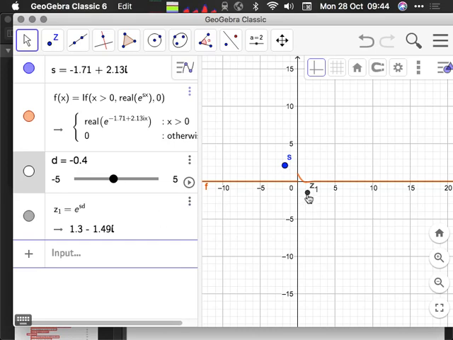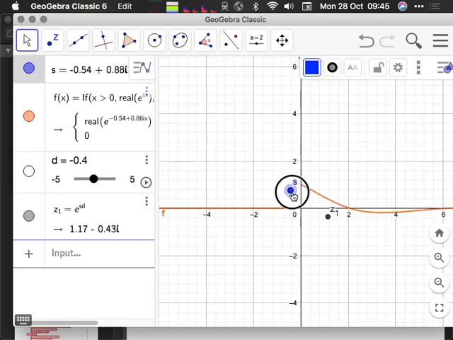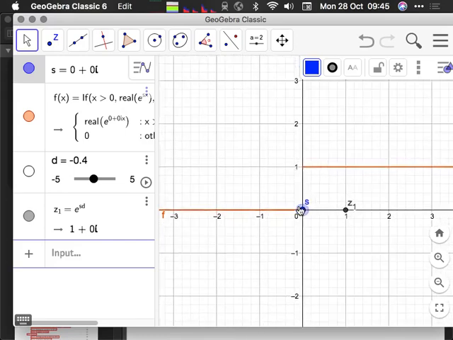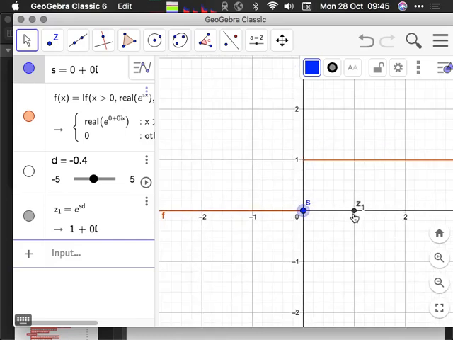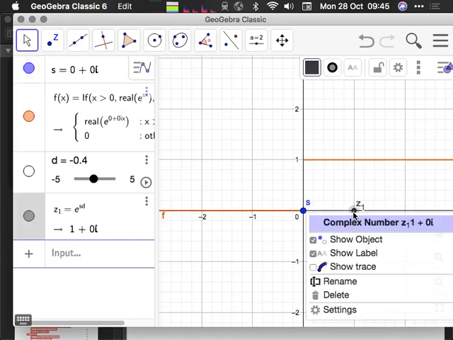That's now called Z1. But I want you to observe what happens to Z1. That is now the definition of Z, right? Z is just equal to e to the s delta t. That was just our definition.